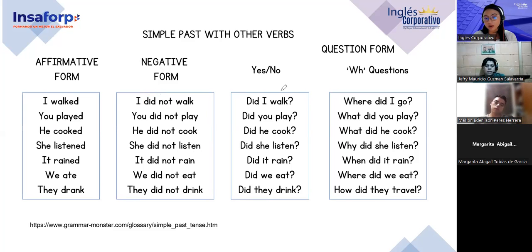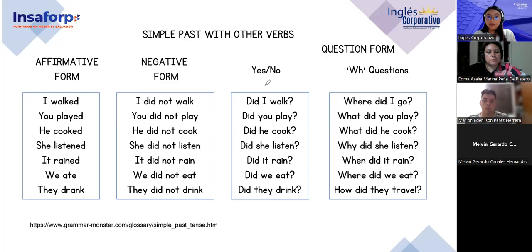See? How do I make questions? Take a look at this. What is this? We already said that this is an auxiliary verb. So what is the conclusion? Do we need an auxiliary verb for the affirmative form? Yes or no? No. Right? We don't need an auxiliary verb. Do we need to include an auxiliary verb for negative and question form? Yes. Necesitamos auxiliares para el negative form and interrogative form or question form. Yes, right? We need to.